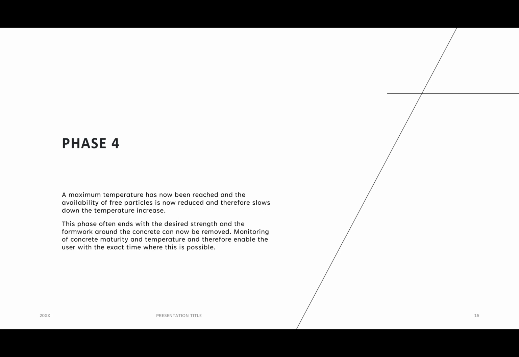So this is the deceleration period. A maximum temperature has now been reached, and the availability of free particles is now reduced and therefore slows down the temperature increase. This phase often ends with the desired strength, and the formwork around the concrete can now be removed. Monitoring of concrete maturity and temperature therefore enables the user to know the exact time when this is possible.